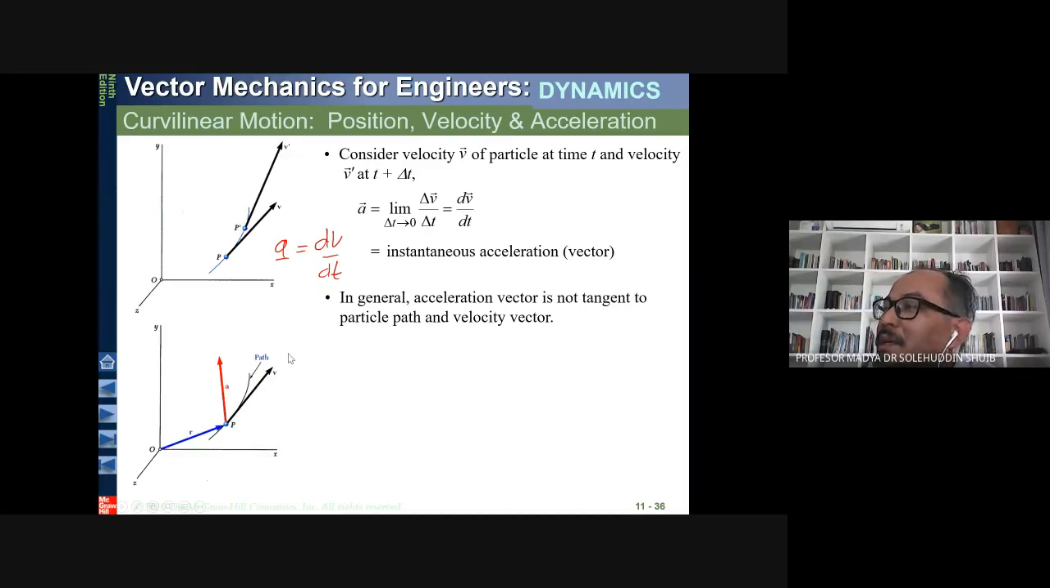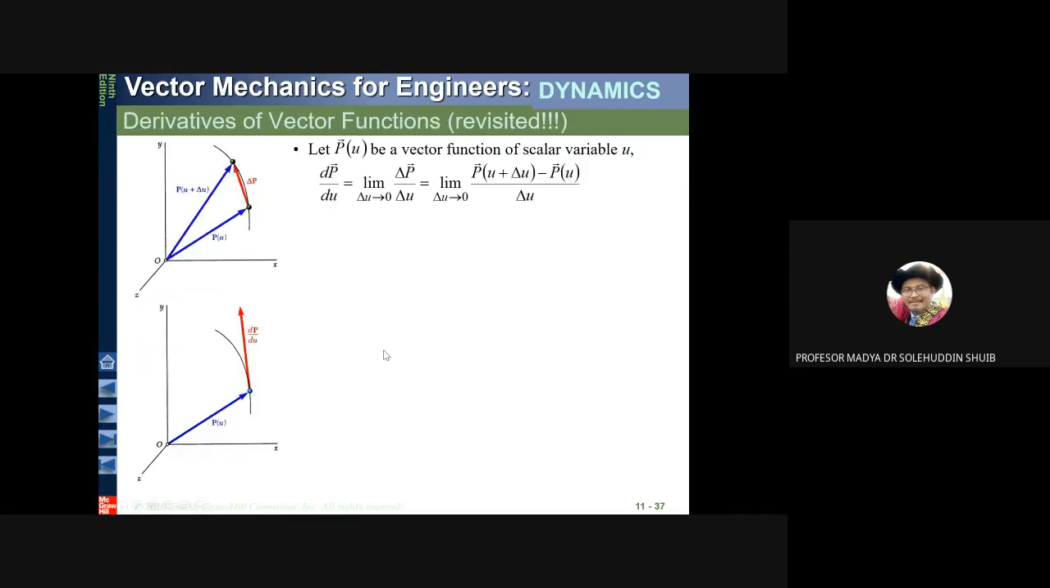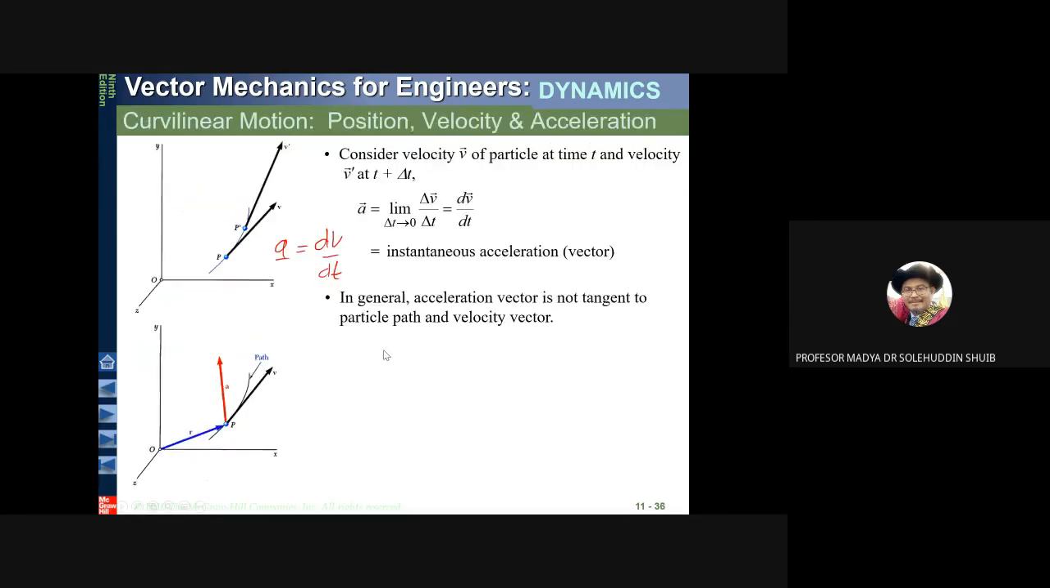So in general, what we can say about acceleration is that the acceleration vector is not tangent to the path and the velocity vector.